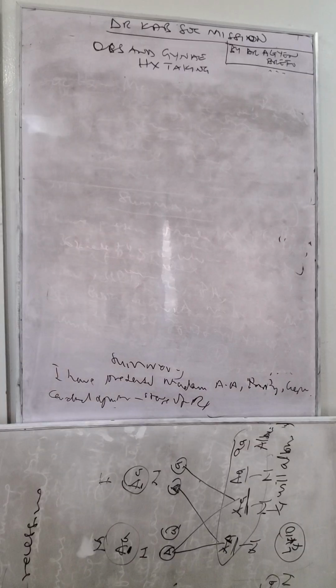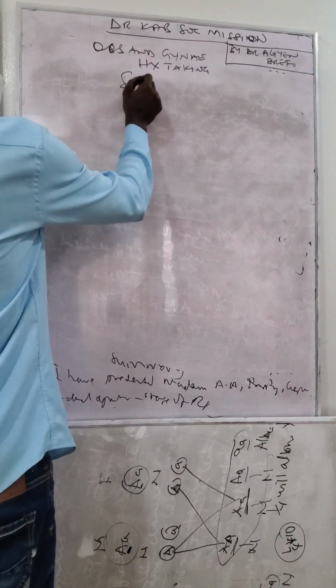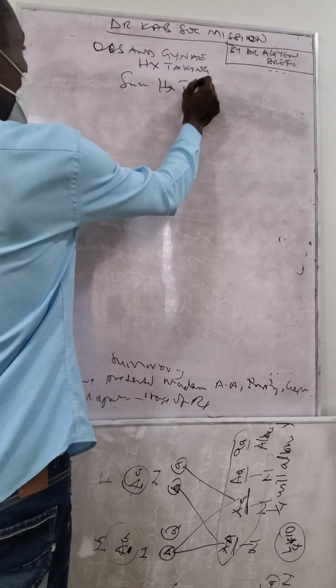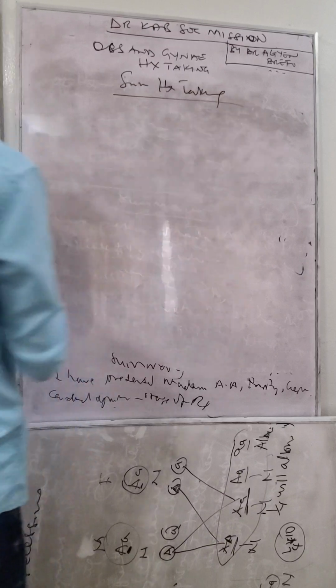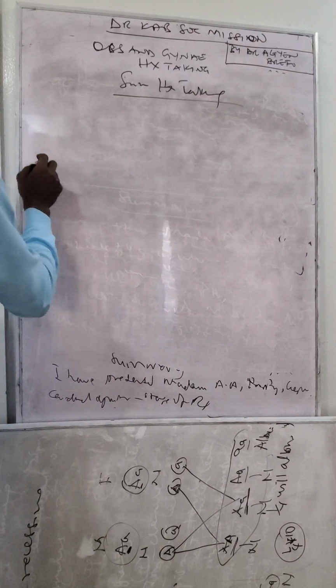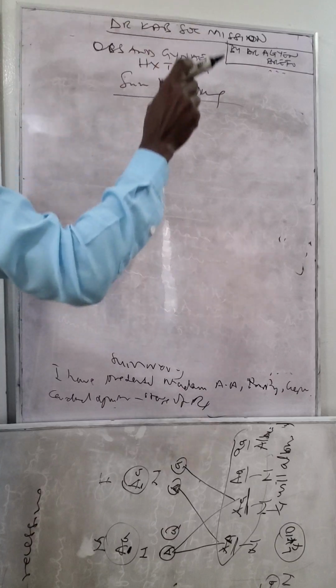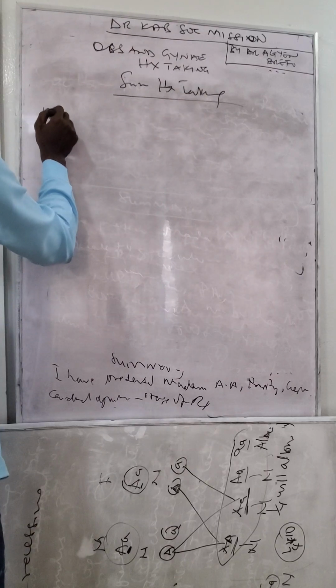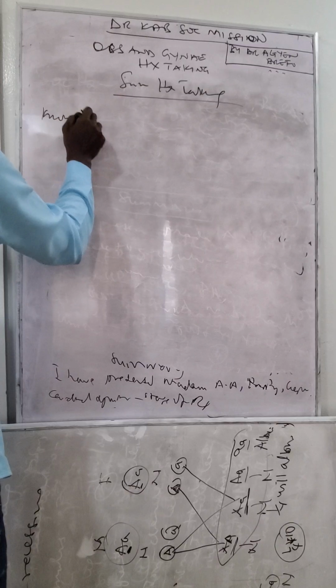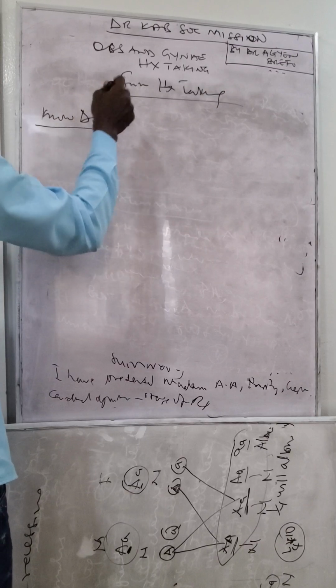So what I'm saying is, the summary for history taking is this. First of all, you must take your history, do your examination, and know the condition. So know the condition, know the disease. Okay, you can only know the disease by taking the history.